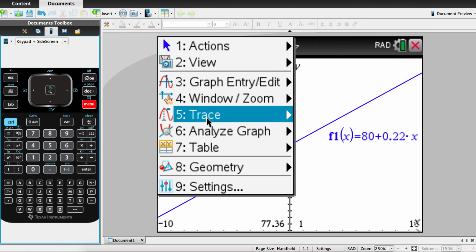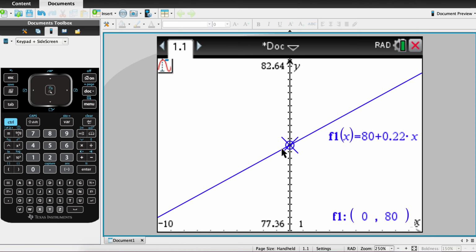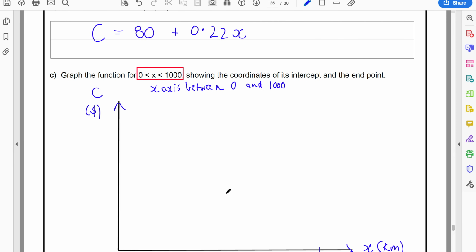Next I'll go menu trace and just graph trace, and you'll see that my first coordinate here, which is my y-intercept, is 0, 80. So back on my first page, I'll just make a note that my first coordinate is 0, 80. I'm just not putting it on yet, because I really want to know what this second coordinate is first, so I can get a rough scale happening on this side.